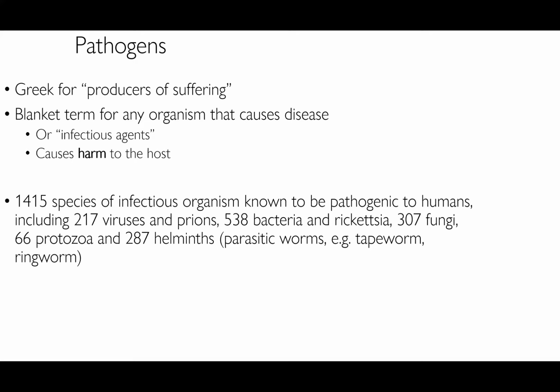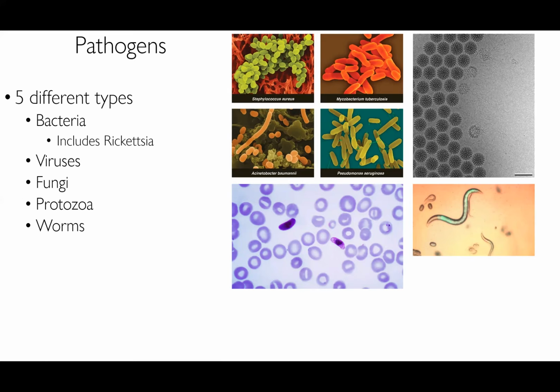Prion diseases are things like mad cow, Creutzfeldt-Jakob disease, and kuru disease. There are 538 bacteria and rickettsia. Rickettsia are intracellular parasites, so they're a bit different than a regular bacterial pathogen. There are 307 pathogenic fungi, 66 infectious protozoa, and 287 infectious helminths, which are parasitic worms such as tapeworms, ringworms, or if you have a dog, a heartworm. So pathogens, again, have five different types: bacteria, viruses, fungi, protozoa, and worms. We've pretty much been focusing just on the bacteria in this course, as well as a little bit on viruses.